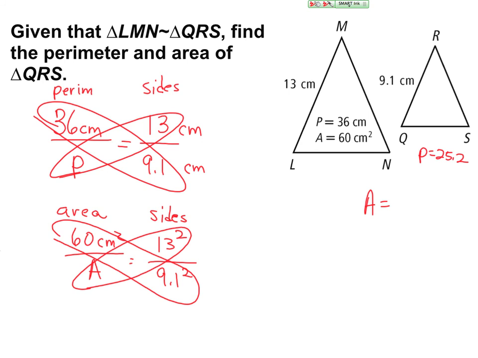Can't do it mentally, I'm sure. Did I lose you? 60 times 9.1 times 9.1. We're dividing by 169. 42. All right, so that was 42 square centimeters.